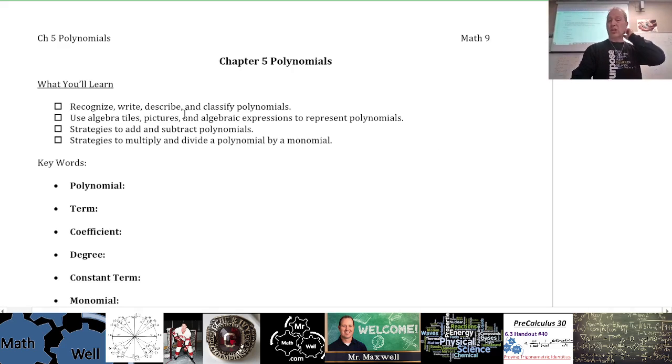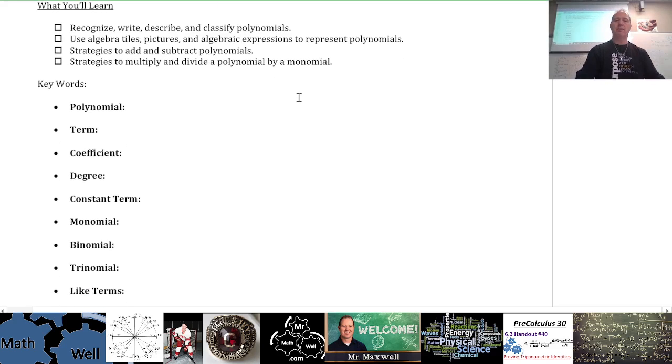So you will learn to recognize, write, describe, and classify polynomials. Use algebra tiles, pictures, and algebraic expressions to represent polynomials. You're going to learn strategies to add and subtract polynomials and strategies to multiply and divide polynomials. So those are the high-level goals for this chapter. If you want, when you're studying or as you go through, you can come back to this page and check off the box when you think, hey, I've covered that. I think I know how to do all that. You can check that off as part of your studying. You can say, oh yeah, I've got this covered.